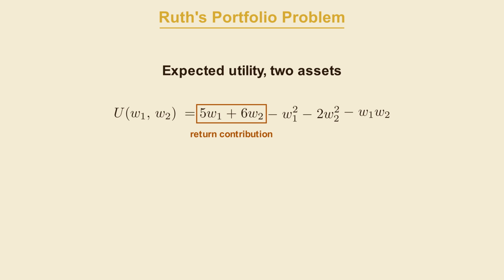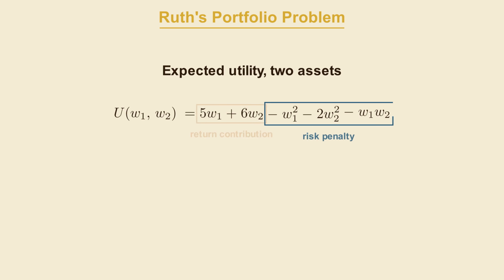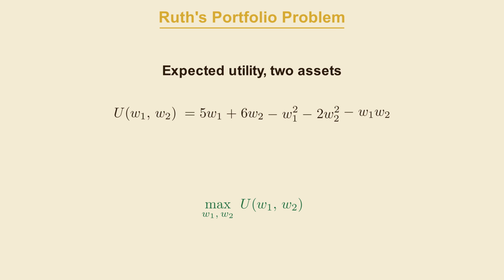The linear terms capture the contribution to utility from the expected return on each asset. The quadratic terms capture the penalty from taking on extra risk, which is how much utility goes down as the portfolio takes on more variance. The weights W1 and W2 are the dollar shares of wealth that go into the asset 1 and asset 2 positions. The goal is to find the weights that make her expected utility as large as possible.